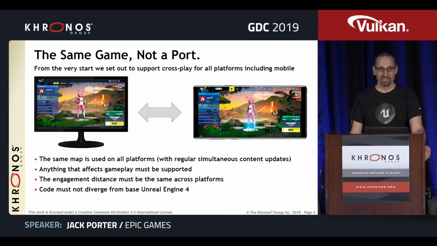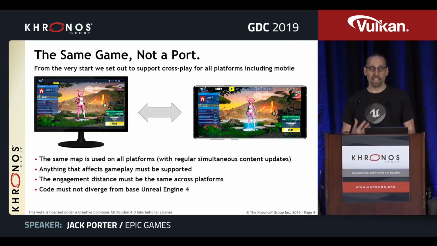So the scope of the problem is that Fortnite for mobile is the same game as Fortnite on other platforms. Because we set out to support cross-play on all of these platforms simultaneously, we're really constrained about what we can do to the content in order to make this game work on mobile devices. And we have very regular updates, maybe every 2 weeks. There'll be a lot of new content going out to all platforms, including mobile. And anything that affects gameplay has to be fully supported on mobile. So we can't just cull objects, we can't reduce the draw distance, engagement distance has to be exactly the same.